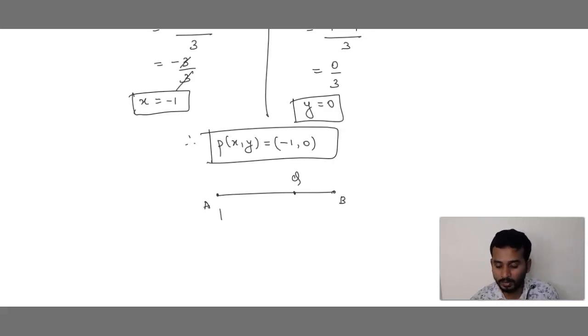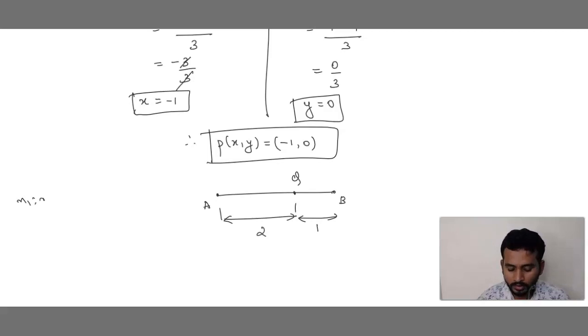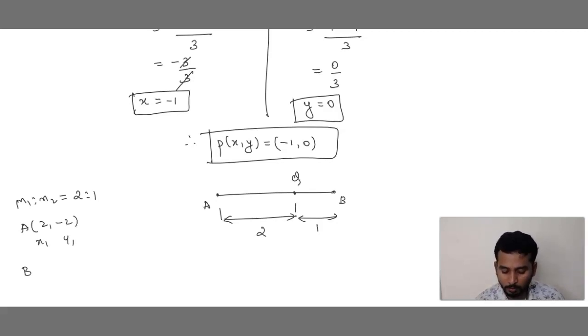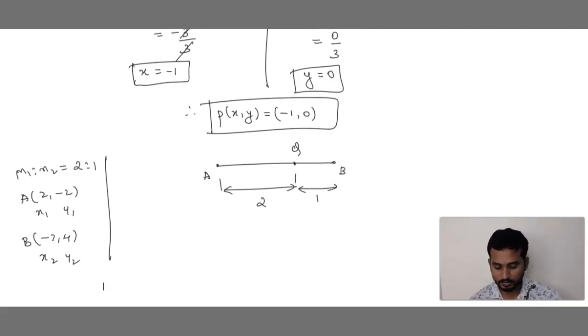Now A to Q, how many parts are there? 2 parts. Correct? A to P is 1 part, P to Q is 1 part, 1 plus 1, 2 parts. So A to Q is 2 parts and B to Q is 1 part. That's all the difference. Same thing now: m1 is to m2 equals 2 is to 1. That was 1 is to 2, now it is 2 is to 1. Now the coordinates of A: 2 comma minus 2, that's x1, y1. B coordinate is minus 7 comma 4, that's x2, y2. Correct? Yes.